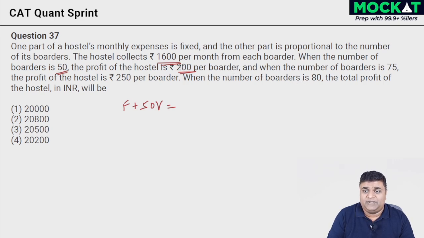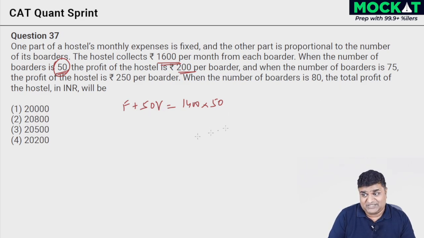The cost is going to be 1600 minus 200, 1400 per boarder. And how many boarders are there? There are 50 boarders in this case, right? It's collecting 1600 per month, and if its profit is 200 per person, the remaining 1400 per person was the cost. But the total cost, right? 1400 into 50 is going to be the total cost for 50 boarders.